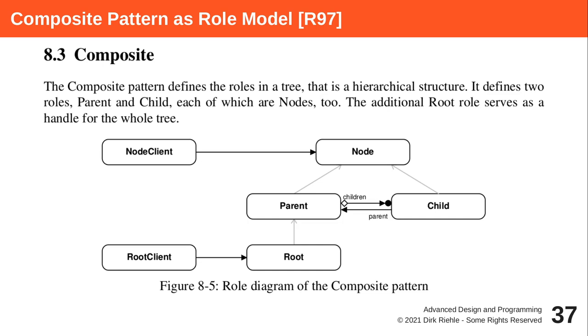one particular parent, so this even goes beyond the composite pattern, where that particular parent is a root, which has a separate client from the regular node client because, well, the root has no parent. This is a role model, so it's not been mapped to classes. You can't run it because the assumption is it will be composed together with other role models and imprinted or applied or bound to a class diagram.